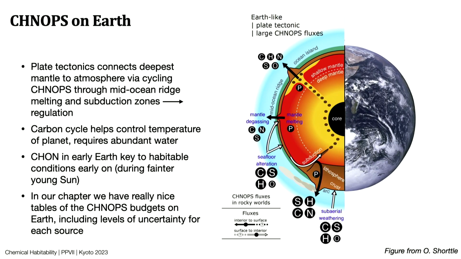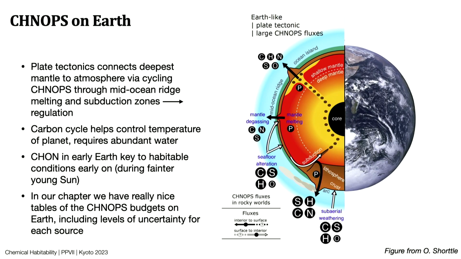So it could be that these two things really help define the habitability of a planet. I think that's still TBD, and I'll come back to that point. The SHNOPS elements in early Earth were also probably key to creating habitable conditions during the fainter young Sun period, when the radiation from the Sun wouldn't have been efficient to maintain liquid water at the surface.